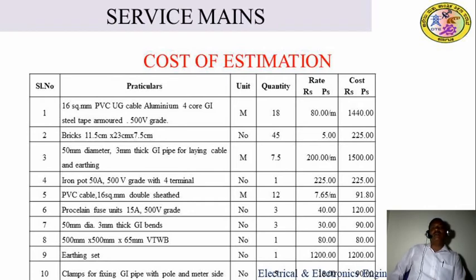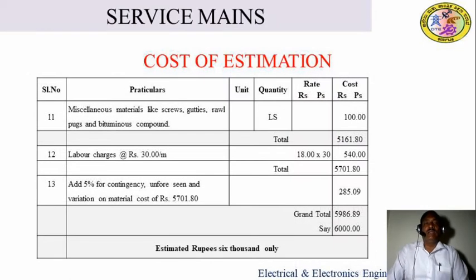Earthing set, available 1 number. The cost is 1200 rupees. Rate will be 1200 and cost also 1200. Next, clamps for fixing the GI pipe with the pole and meter side, 5 numbers are required. Each cost should be 18. So the total cost becomes 90 rupees. Then next, the miscellaneous materials like screws, gitties, round plug and bituminous compound should be considered as a lump sum. It is around 100 rupees.